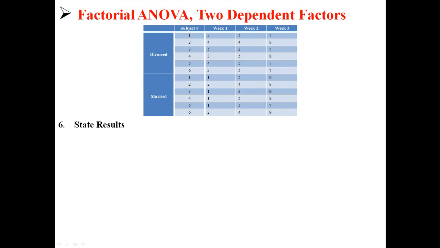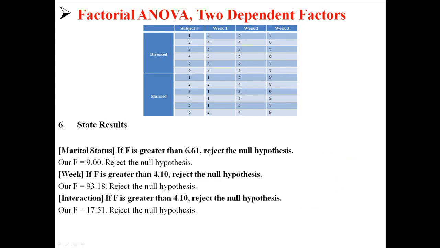And now we can state our results. For the first hypothesis for marital status, we're going to reject the null hypothesis because our F was 9. For week, we're going to reject the null because our F was 93.18. And for the interaction, we're also going to reject the null because our F was 17.51. All 3 of those Fs were greater than their critical values, so we reject all 3 null hypotheses.